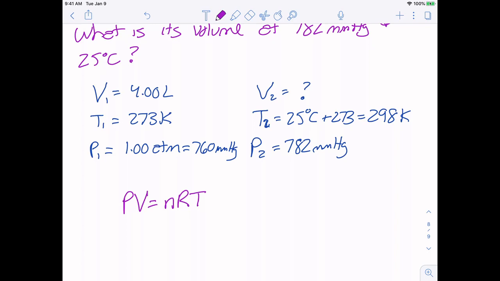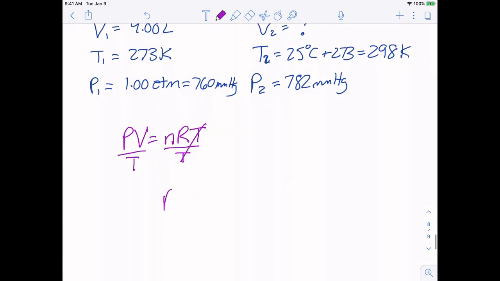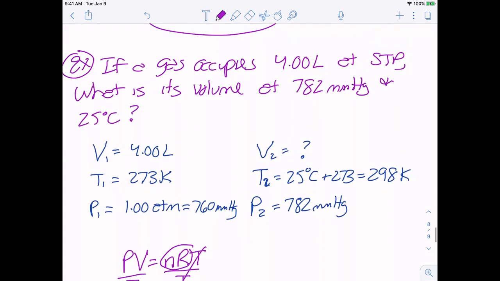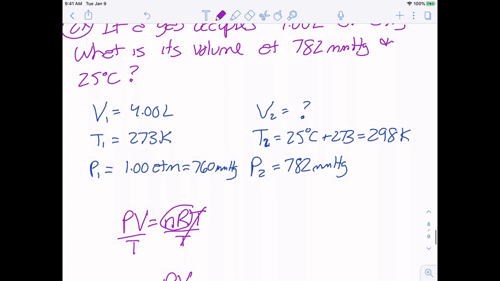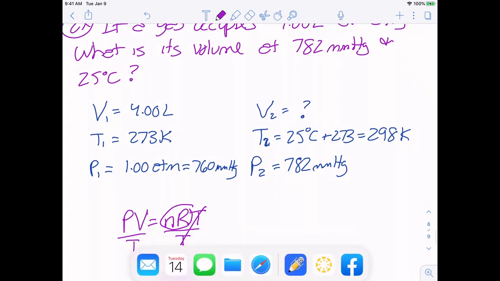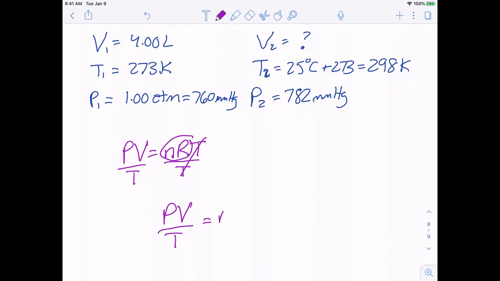So I already have pressure and volume on one side, so I'm actually going to divide this by T, and then the T's go away, right? So I'm just going to rewrite that. I have PV over T, and that PV over T is equal to the number of moles times my constant. And my number of moles isn't changing. It's not even mentioned, so if it's not mentioned, it's not being changed. So this is equal to nR, and this is constant.